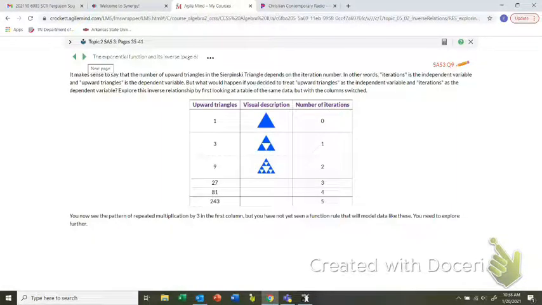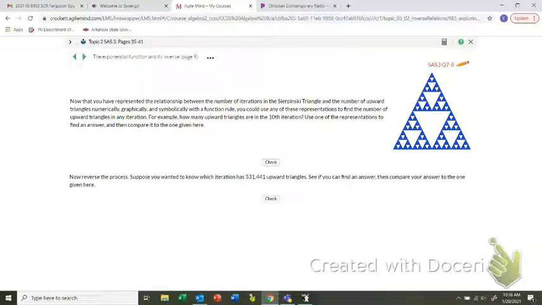All right, we're going to skip number 6 and go to number 7. So it says, now that you have represented the relationship between the number of iterations in the Sierpinski triangle and the number of upward triangles numerically, graphically, and symbolically with a function rule, you can use any of these representations to find the number of upward triangles in any iteration. For example, how many upward triangles are in the 10th iteration of the Sierpinski triangle?